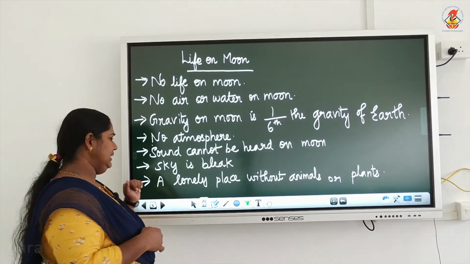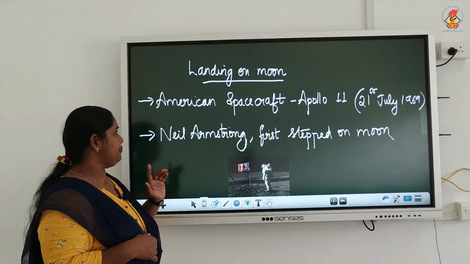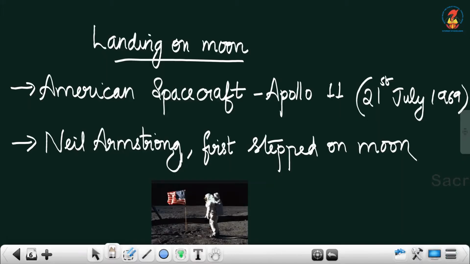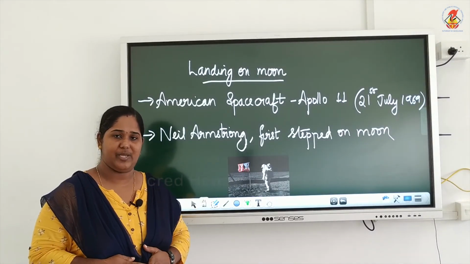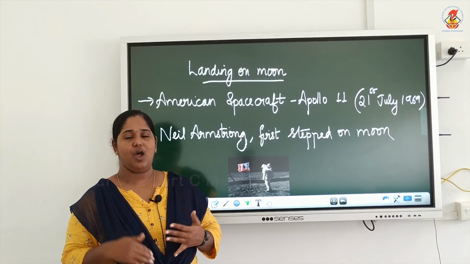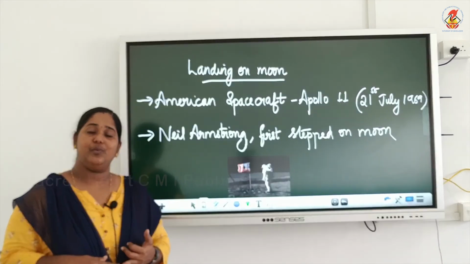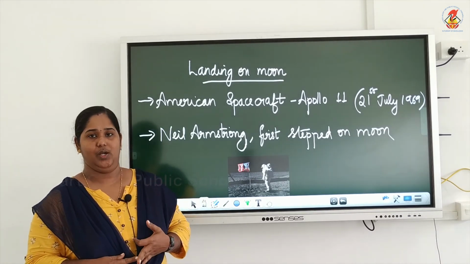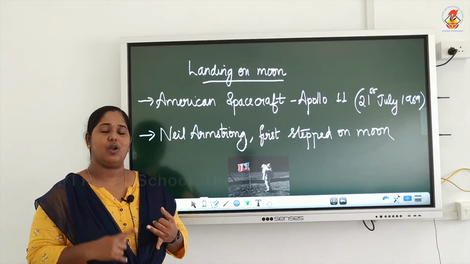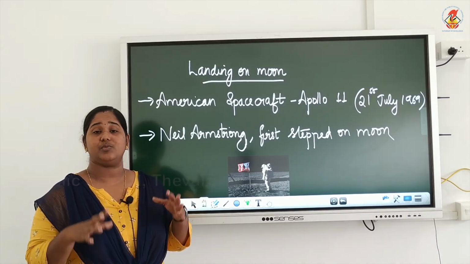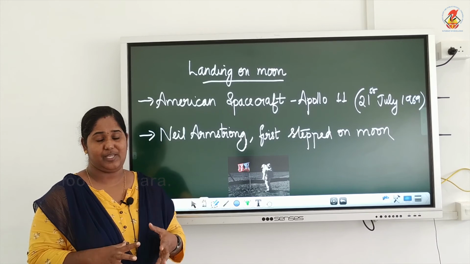Now, the first spacecraft to land on moon was Apollo 11, an American spacecraft which was landed on 21st July 1969. Okay, three astronauts were there in the spacecraft. Neil Armstrong, who is very familiar to you, Edwin Aldrin and Michael Collins. Okay, Neil Armstrong, Edwin Aldrin and Michael Collins were present in this spacecraft.